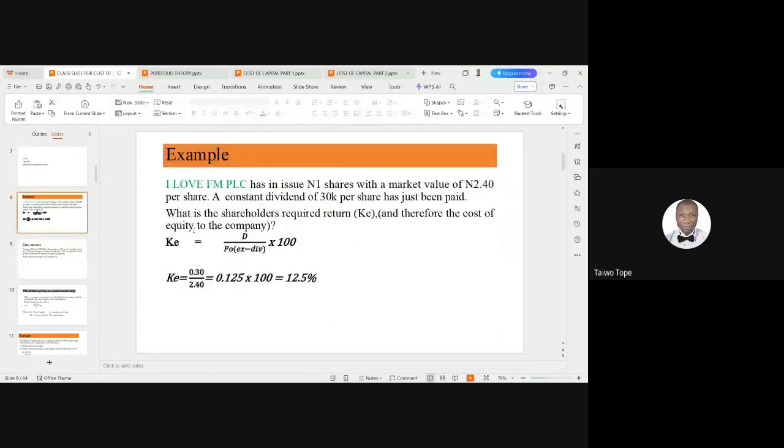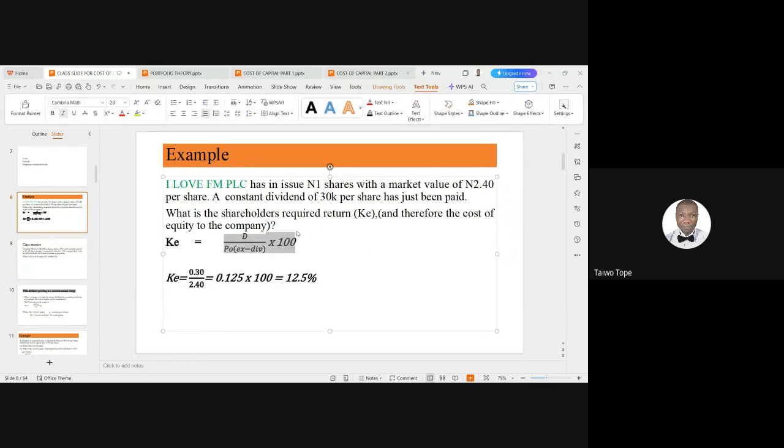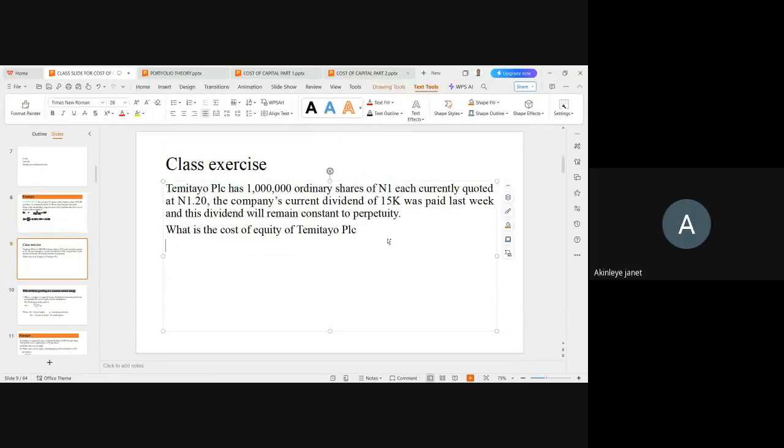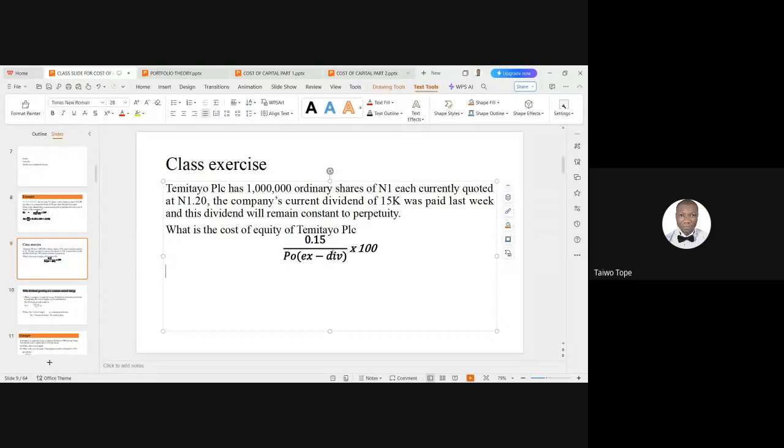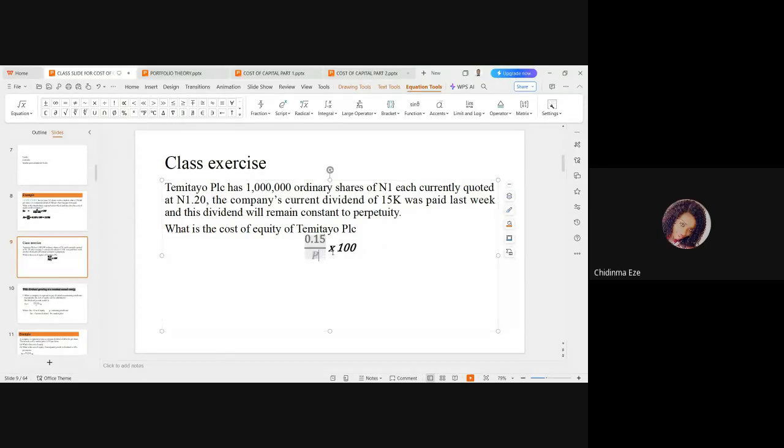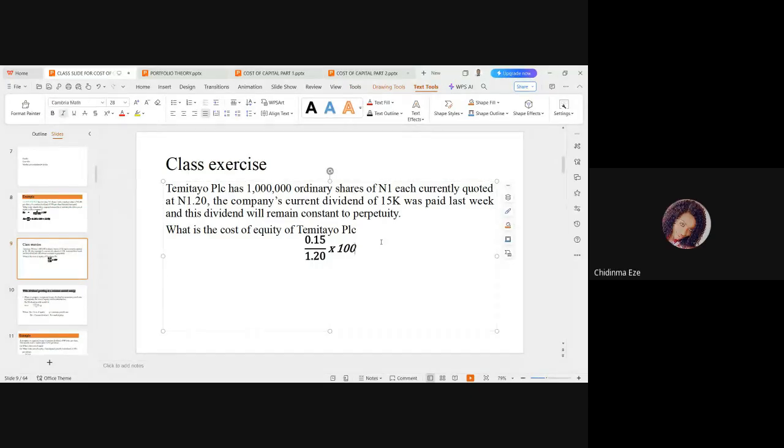So based on this formula, the dividend is what? The company's current dividend of 15 kobo. You understand? That is 0.15, was paid last week. Now, what is the ex div market price? 1 naira 20 kobo, 1.2. So when you simplify this, you should have what? 12.5%. So this is the cost of equity.